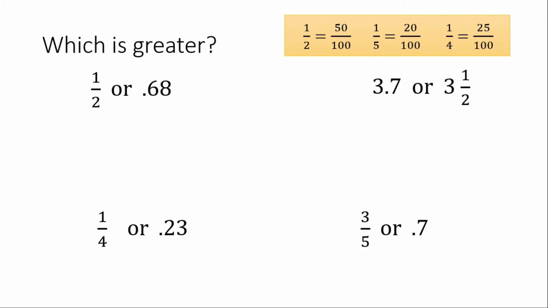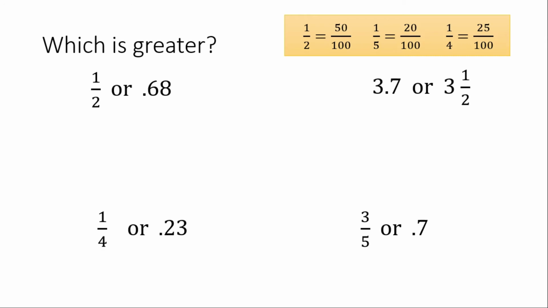Now that we know how to find equivalent fractions with denominators of 100 for both decimals and fractions, we can figure out the answers to these kinds of questions. Which is greater? To figure it out, you need to convert each number into a fraction with a denominator of 100, and then compare them to find out which one's greater. Press pause to try it out. Press play to check your answers.